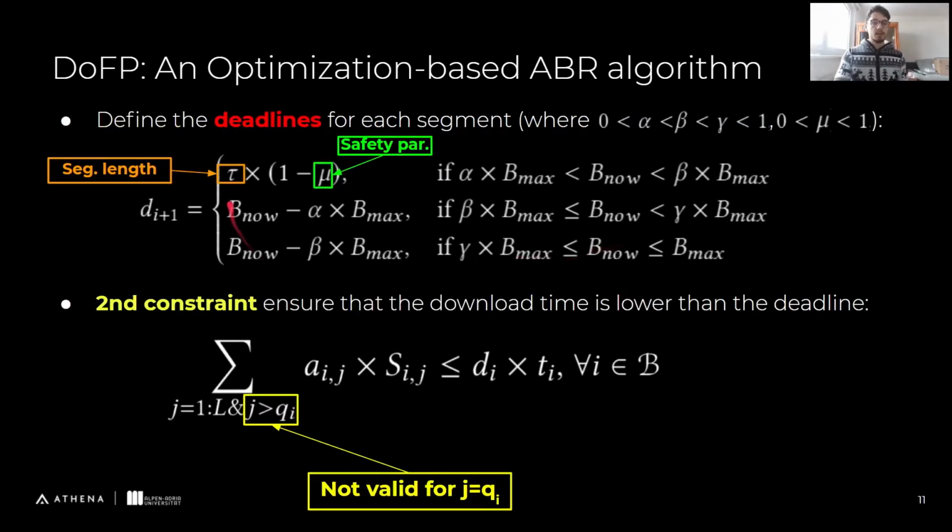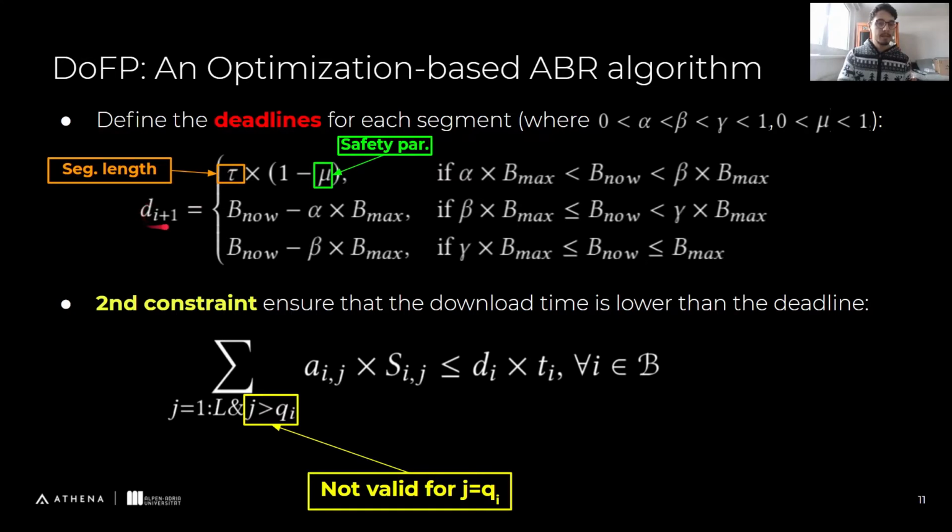For the second constraint, we need firstly to define the deadlines for each segment, where alpha, beta, and gamma are 3 parameters, and mu is the so-called safety parameter or safety margin. And what is the deadline? In the case of the buffered segment, it is the playout deadline, so the amount of time that separates the beginning of the buffer from the actual time that the segment in the buffer will be played out. So the deadline expresses the time that we have available for redownloading a specific segment.